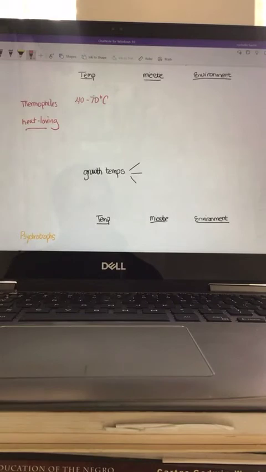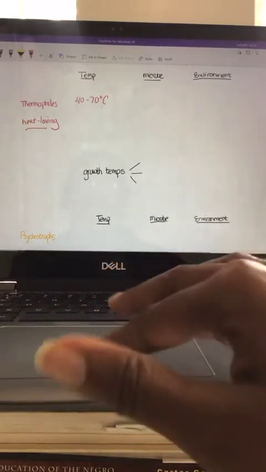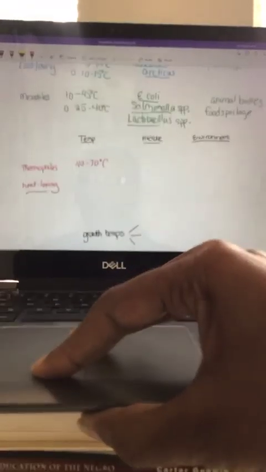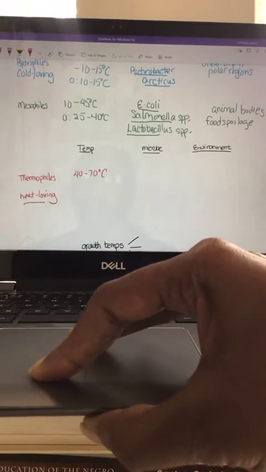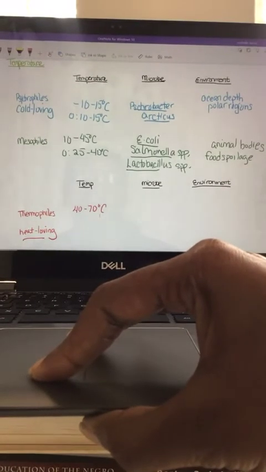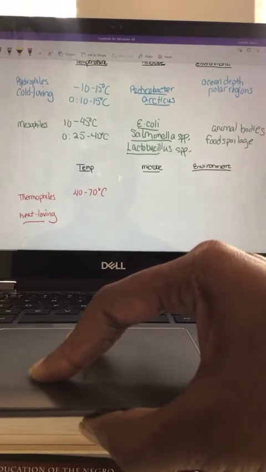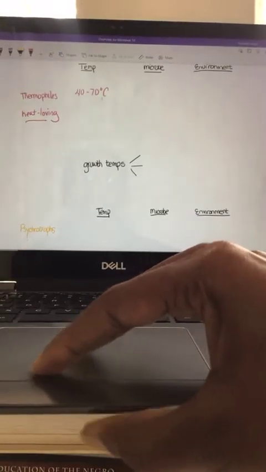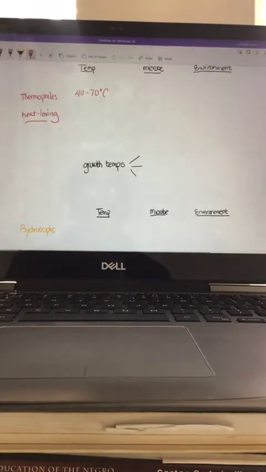Are you familiar with the root words of these words? Yes. That's how I can remember thermo, heat. Meso is same. And psycho, I didn't look that one up, but I'm assuming it's cold. But yeah. And then the optimal temperature for thermophiles is 50 degrees to 60 degrees.